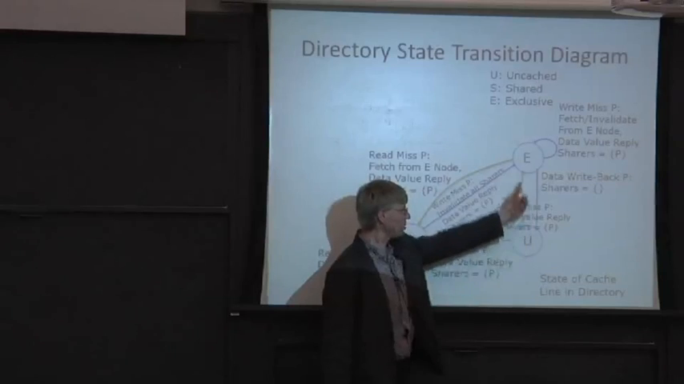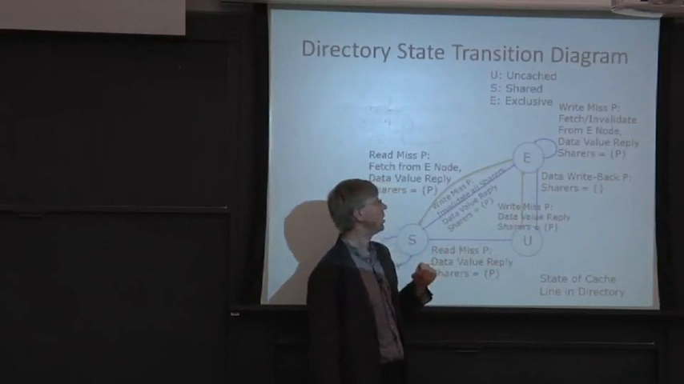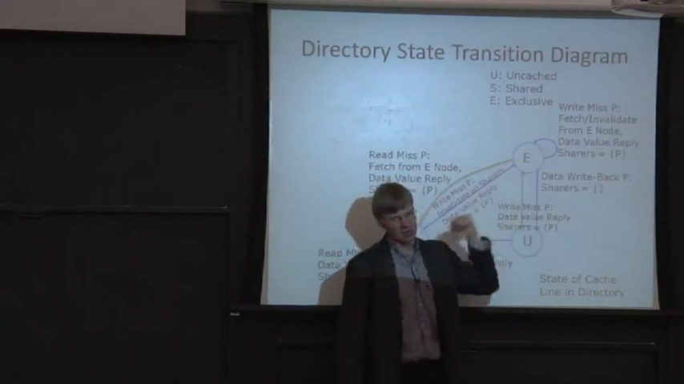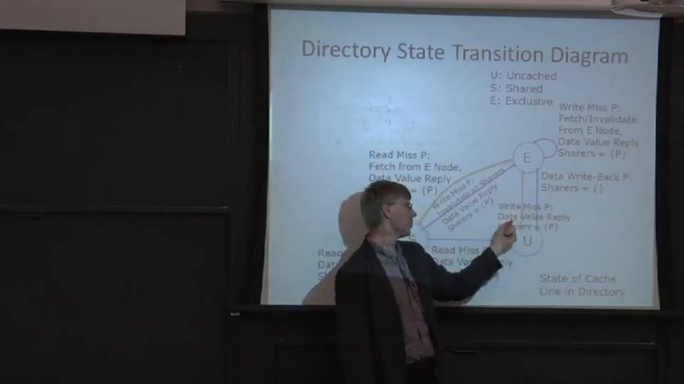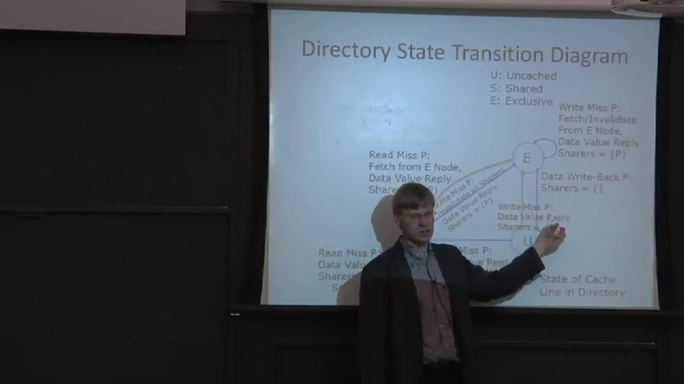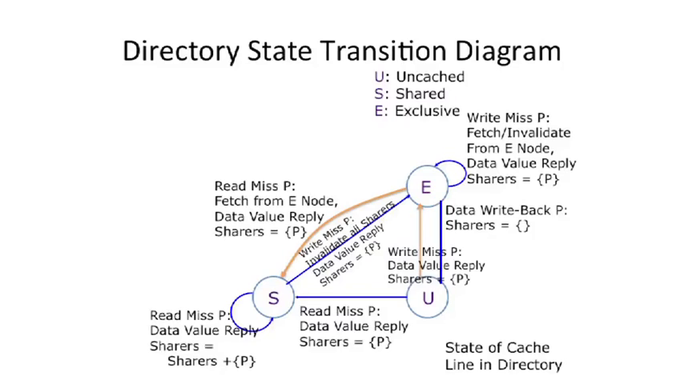OK, let's start here and go the other way. We're in uncached, and all of a sudden, we get a write miss from processor P. Well, we give it the data, and the sharer list or the owner list is going to get P uniquely onto it. And we're going to give it in the exclusive state, because we were uncached before. We don't have to contact anybody else.